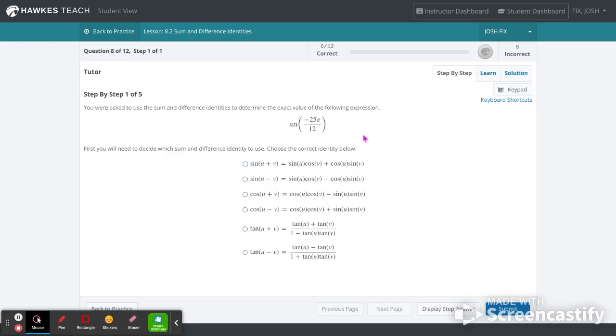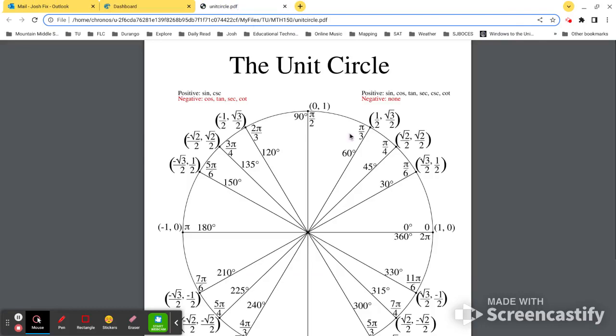And the reason is because if I think about this as negative 25 pi over 12, so let me grab my pen. As a little side note, if I convert that to degrees, that would be negative 25 pi over 12 times 180 over pi. Plug that in our calculator and we find out that that is negative 375 degrees.